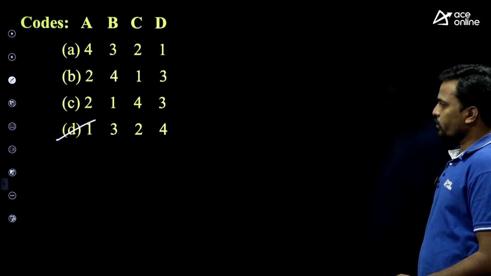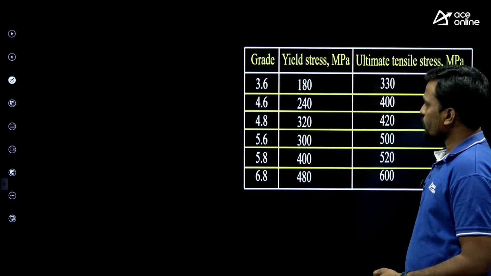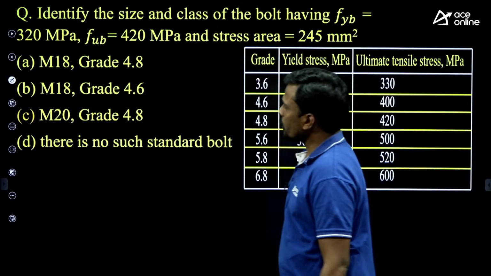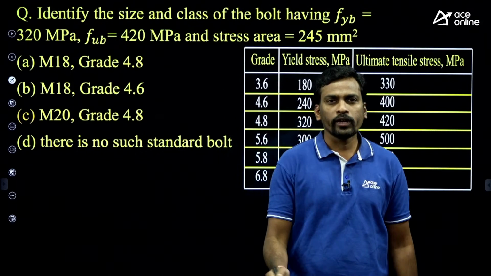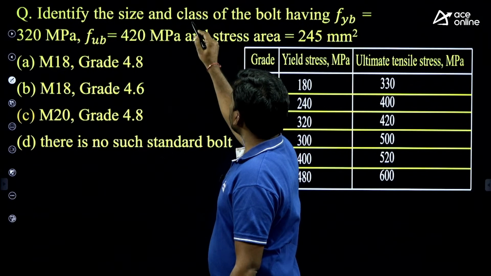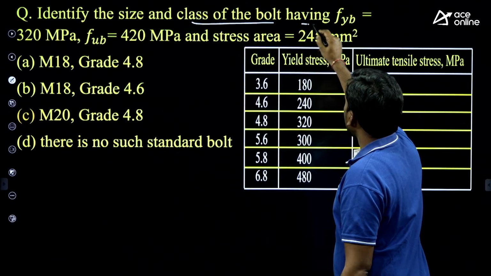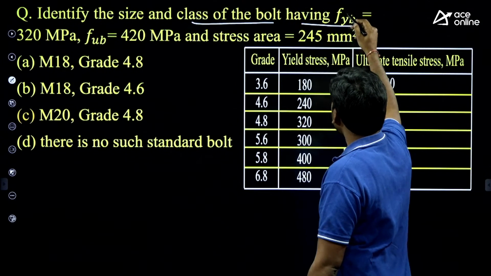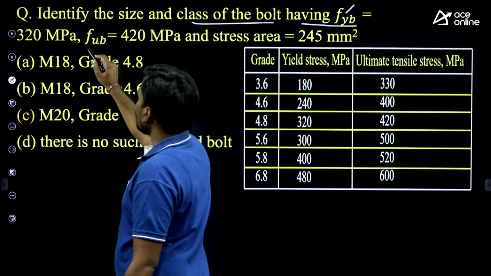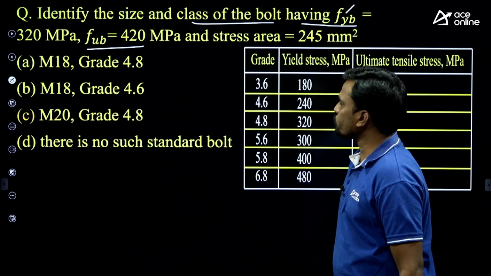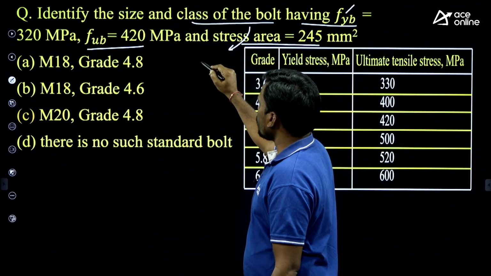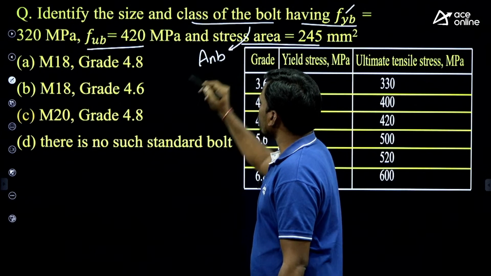Now we'll see the second question. This is a question from the second chapter, bolted connection. Here identify the size and class of bolt having fyb. What is fyb? Yield strength of bolt. fyb is yield strength of bolt, and fub is ultimate strength of bolt. And the given stress area is nothing but the net area, net area of bolt, Anb.